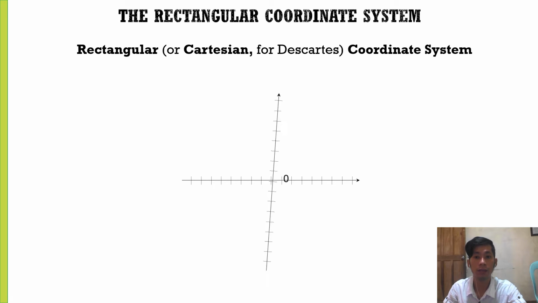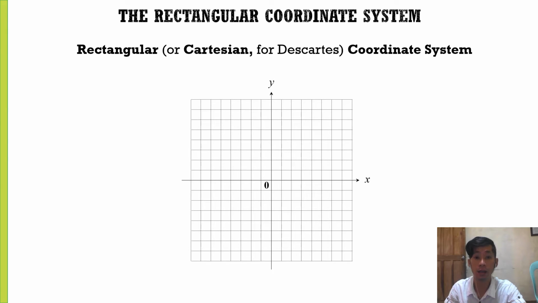So moreover, that is the rectangular coordinate system, the Cartesian coordinate system made by Descartes. Again, that is the x-axis, the horizontal line. We have the vertical line called the y-axis. And the origin is the point of intersection of two lines, where the two lines meet.